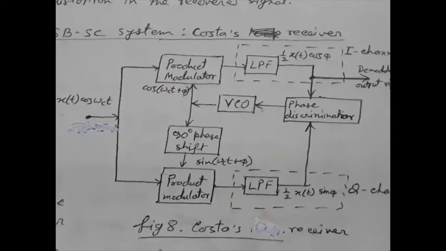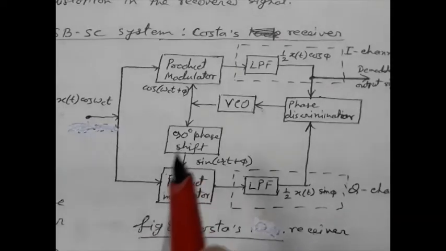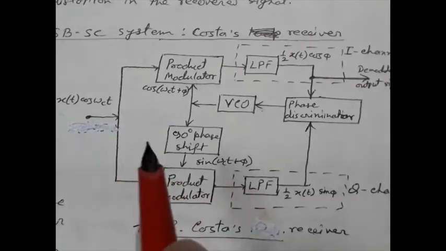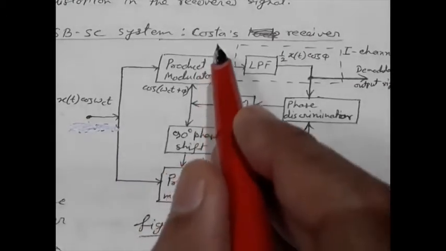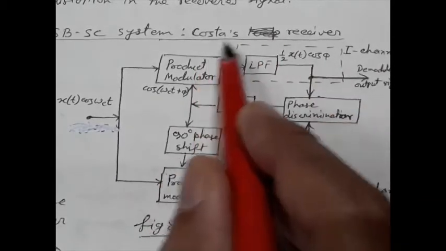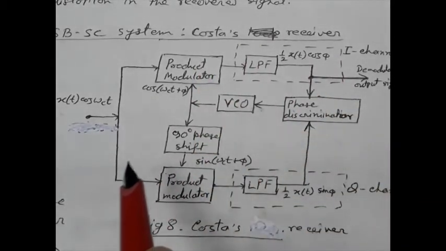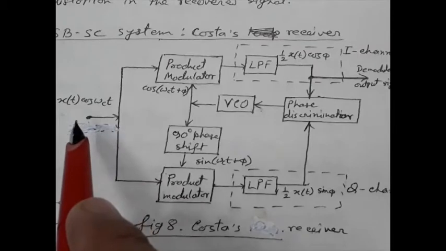We said that for a synchronous detector, the locally generated carrier must be well synchronized. Here we will see how the carrier acquisition can take place in a DSB-SC system with the help of Costas receiver. This is a special type of receiver designed to detect DSB-SC signals.